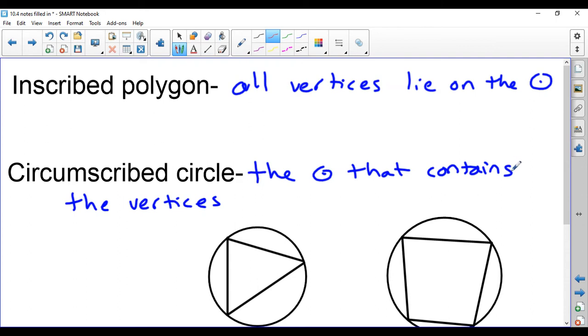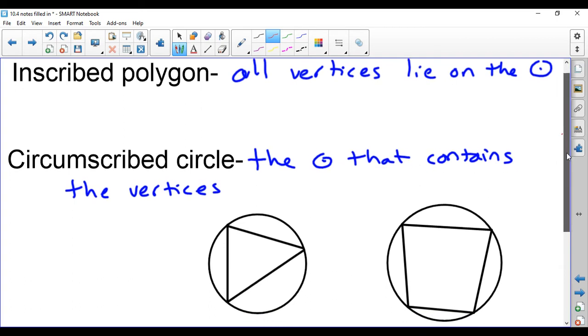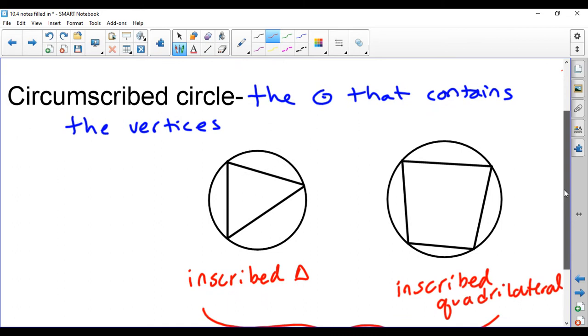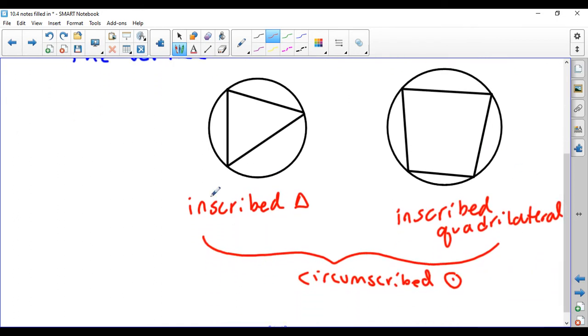We have inscribed angles, and we also have inscribed polygons. We've talked about inscribed triangles earlier in the year. Inscribed polygons are polygons where all vertices lie on the circle. When you have an inscribed polygon, you have a circumscribed circle, the circle that contains the vertices. So in this picture, we have an inscribed triangle with all its vertices on the circle and a circumscribed circle going around it. Here we have an inscribed quadrilateral with a circumscribed circle.